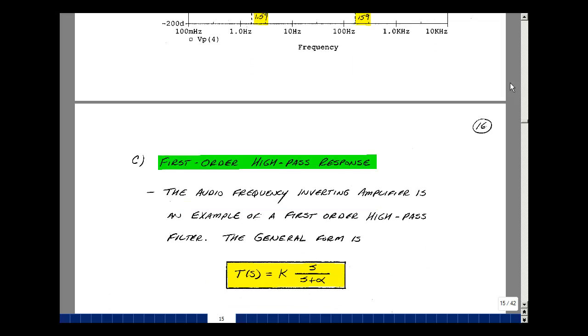One last thing to say about the audio frequency inverting amplifier is that it's an example of a first order high pass filter. And the general form is some constant times s over s plus alpha. And these are some of the properties of the audio frequency inverting amplifier.